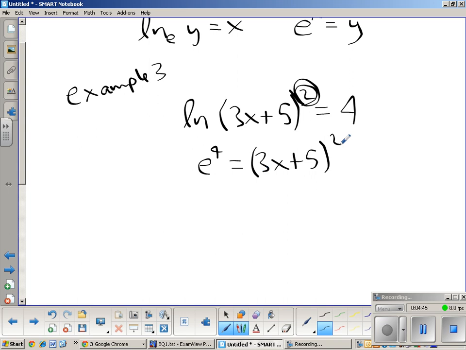And now, what do I do to undo my squared? I square root both sides. And when I square root both sides, what kind of numbers do I get? A positive or a negative? And so square root of e to the fourth is just e to the second. Would you agree with that?